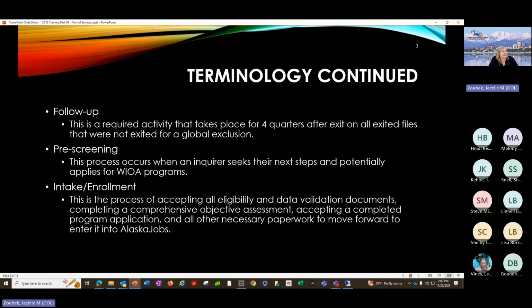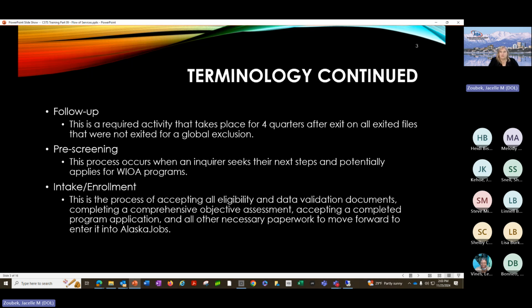A follow-up is a required activity that takes place for 4 quarters after exit on all exited files that were not exited for global exclusion. Those 4 quarters do not include the quarter in which the participant actually exited. So they'll exit within a calendar quarter, and then the first quarter after the exit quarter is the first of 4 during the follow-up. So we don't count the exit quarter as one of the follow-ups.